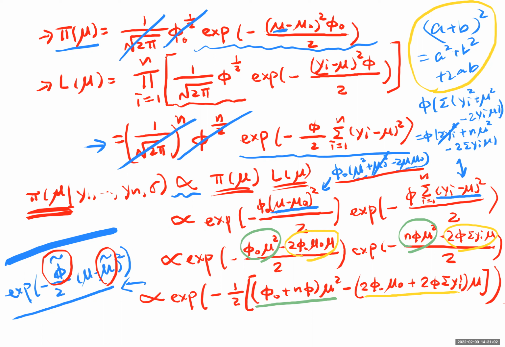Okay, so let's look at it together. What we have over here is some kind of constant multiplying mu squared, and it's minus two times some other constant. When I say constant, they're all known, because you know the y's, you know what the prior is, what mu zero is, what sigma zero is, and everything. So we have something multiplied with mu squared minus two times something times mu.